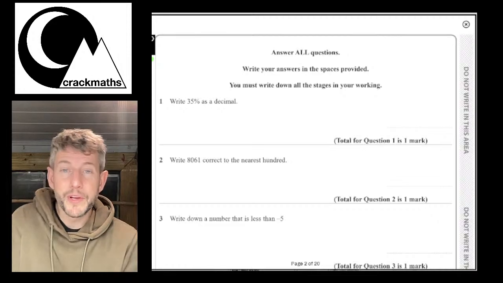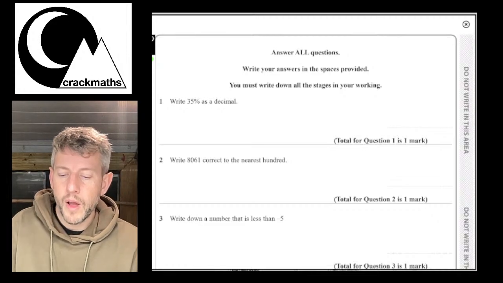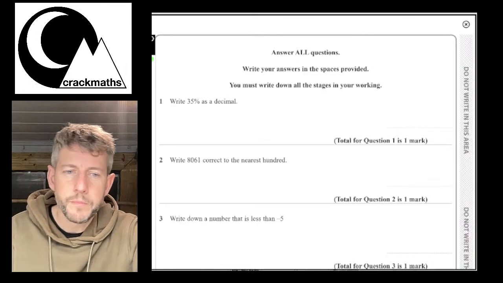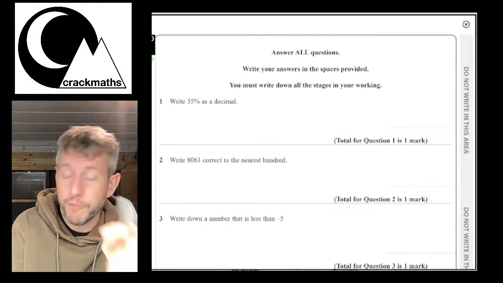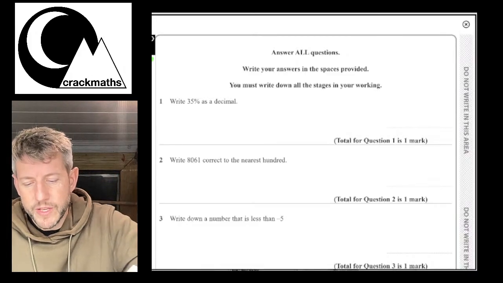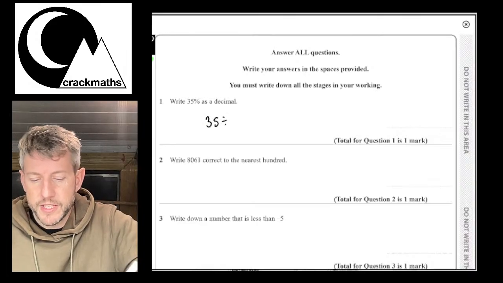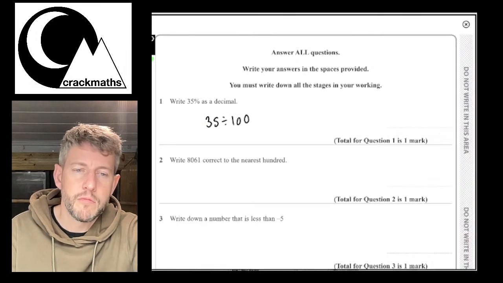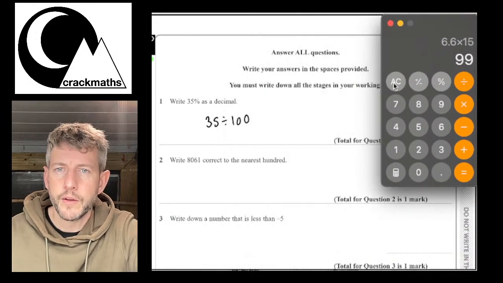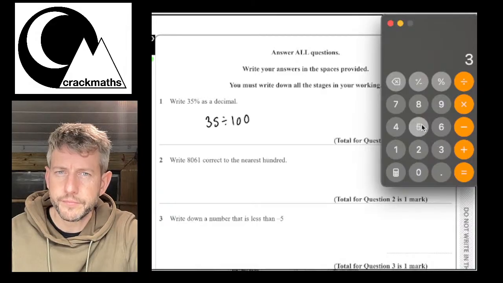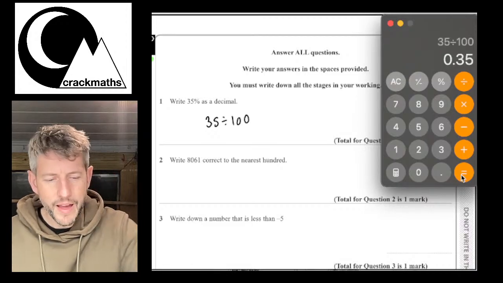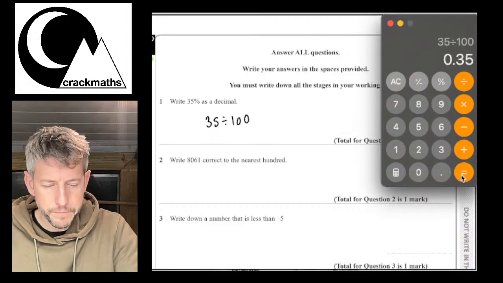Right, so here we go. Question 1 is, write 35% as a decimal. So if you want to go from percentages to decimals, what we do is we divide by 100. So we do 35 divide by 100. Remember, you've got your calculator for this, so I'll bring my calculator out. Okay, so 35 divide by 100, and that equals 0.35.